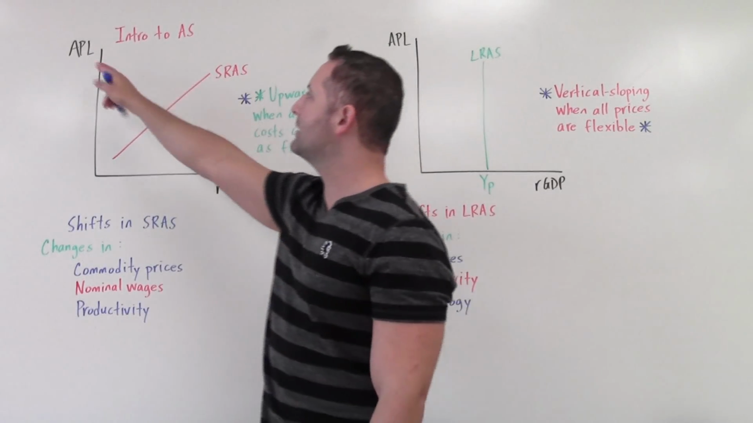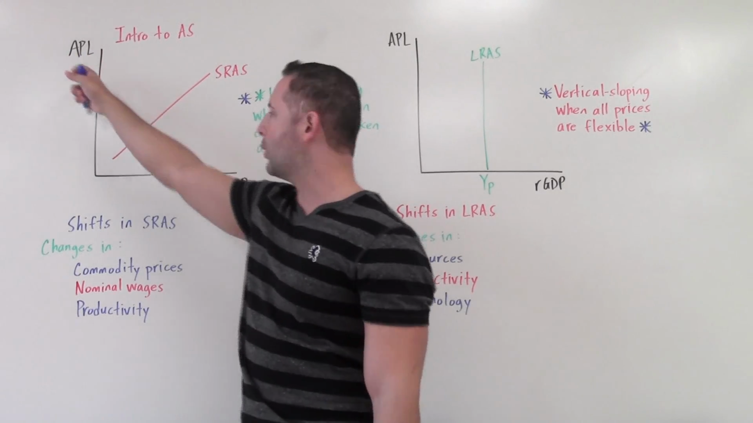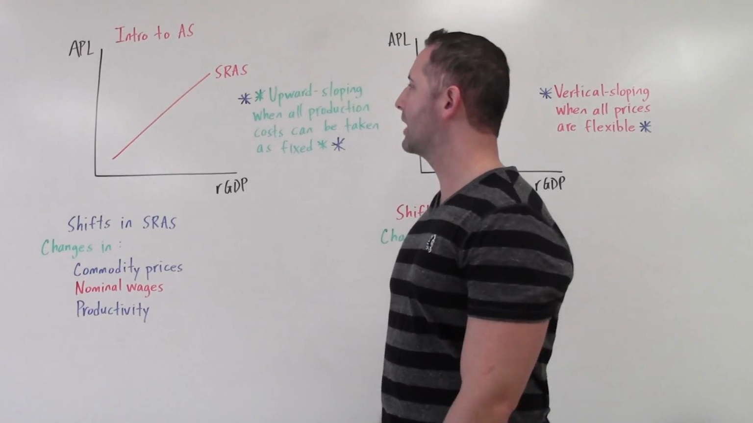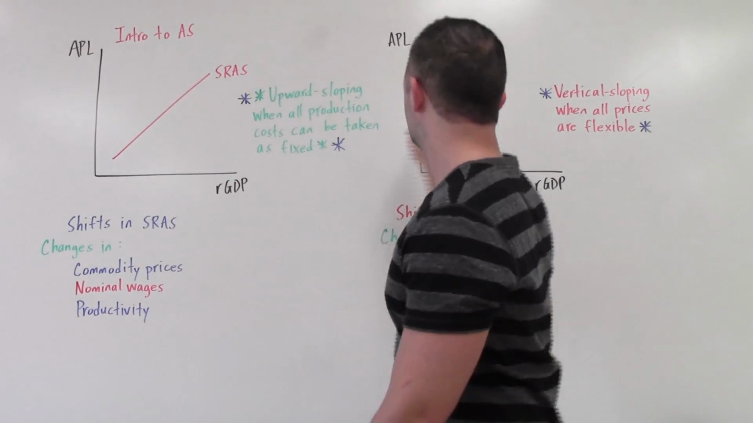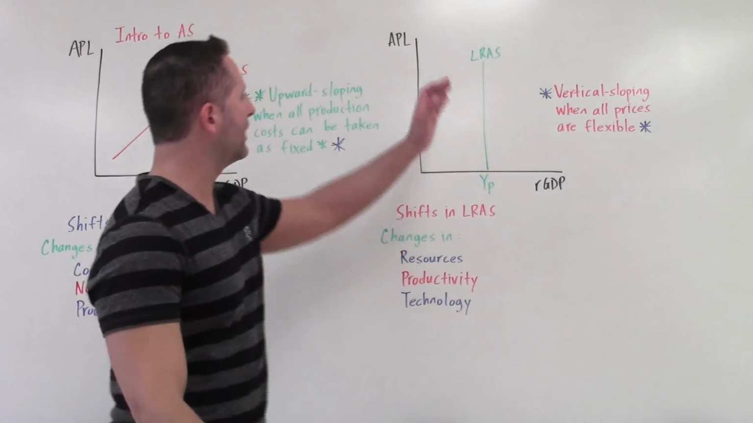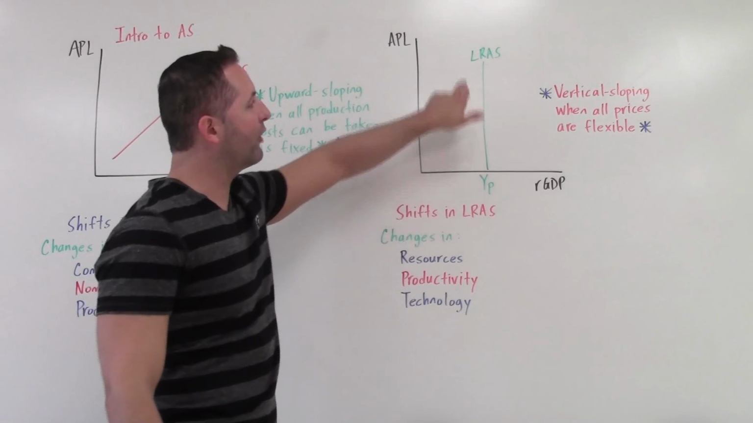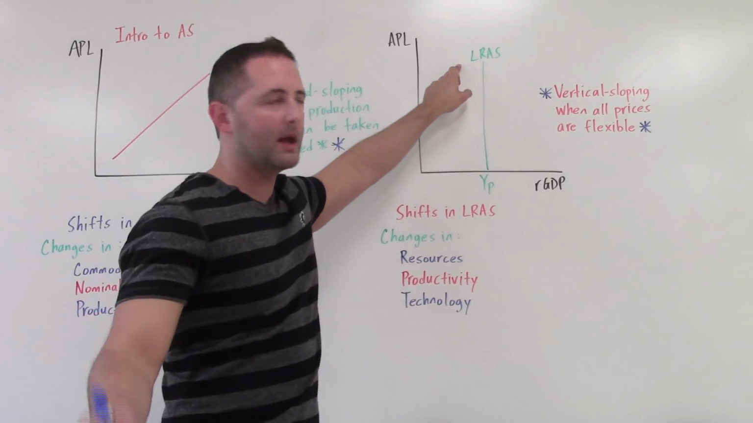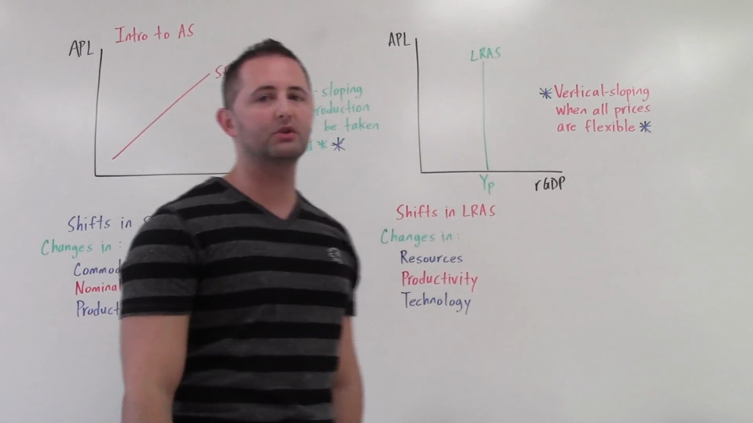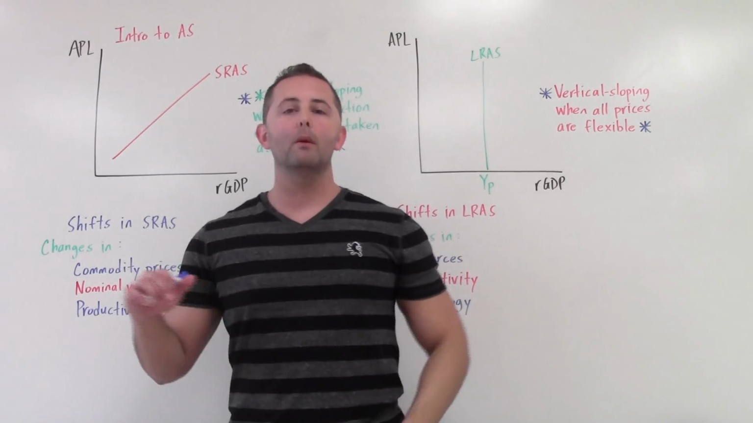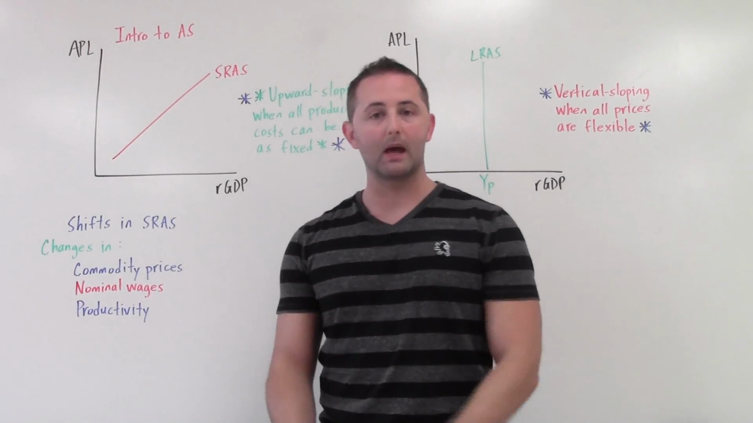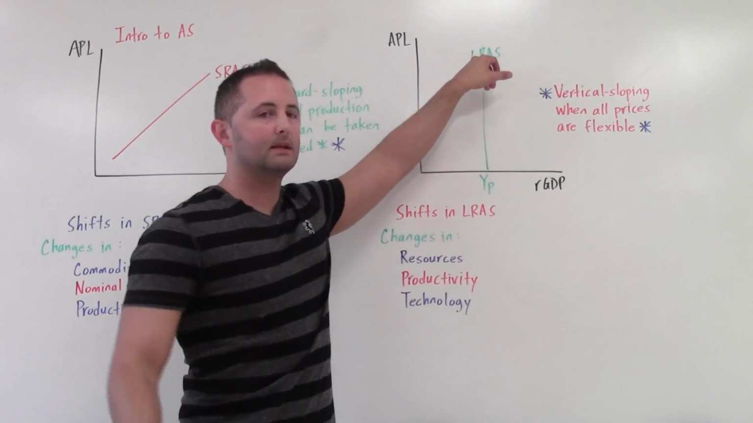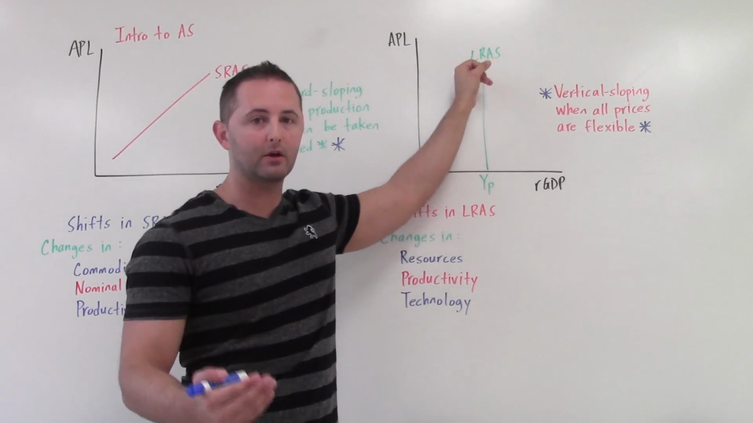Our axes are the same. We have APL, aggregate price level, as our Y, real GDP as our X. So we have this upward sloping SRAS curve, but then over here, we have a vertically sloping LRAS curve. So, natural question, what do each of these stand for? Well, SRAS is short run aggregate supply. LRAS is long run aggregate supply.